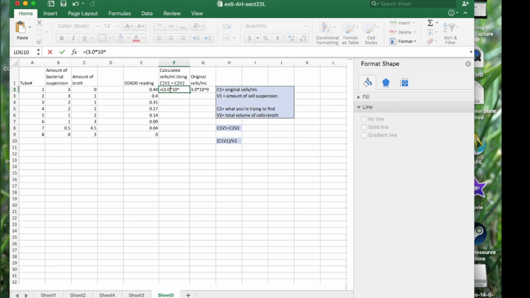So we're going to plug our formula into this cell. C1 is our original concentration. It's 3 times 10 to the 9th. And we're going to multiply that by our V1, our volume of cell suspension that we added. That's contained in that cell. It's 3.